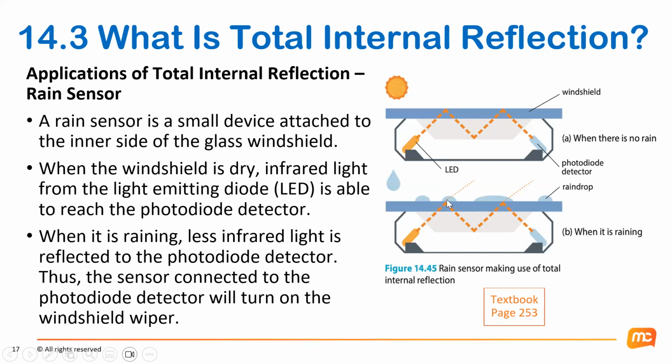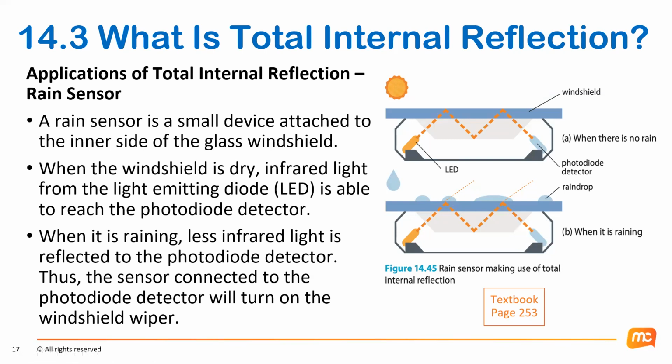The critical angle will change. In fact, when there's water, the difference in the optical density is lesser. So when the difference in optical density is lesser, then the critical angle will become bigger. So now it's harder for the light ray to undergo TIR. So some of the light ray will come out as refracted rays. So you have less light undergoing TIR, and this detector will receive less light, and it will start to turn on the windshield wiper.